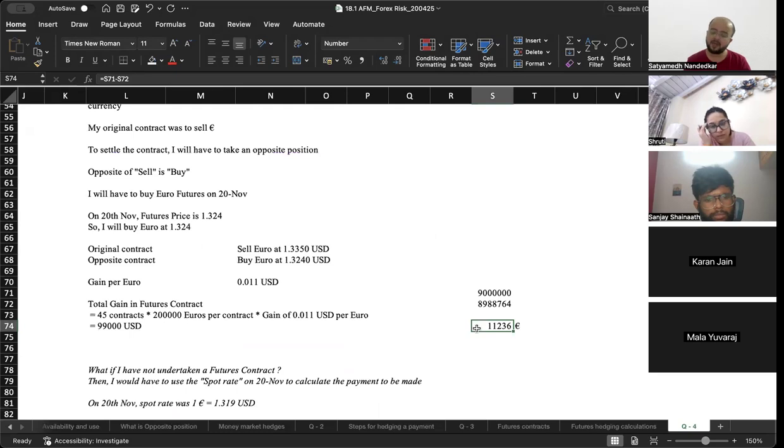How do I tackle this 11,236 extra euros that I have received? I have no use of it now. What will I do with it? So what should I do with this extra cash, extra euros that I have? Keep it with me or give it back to the bank?